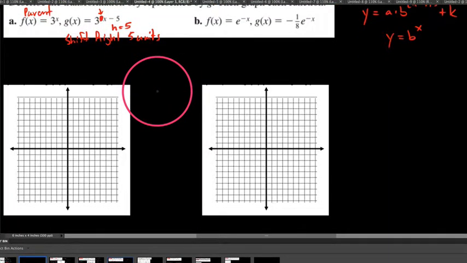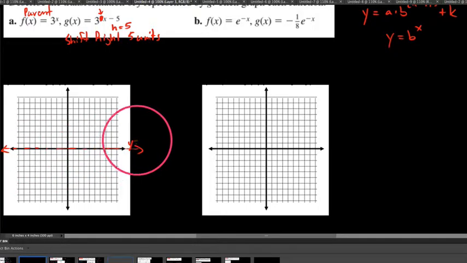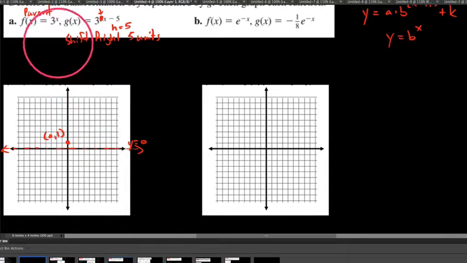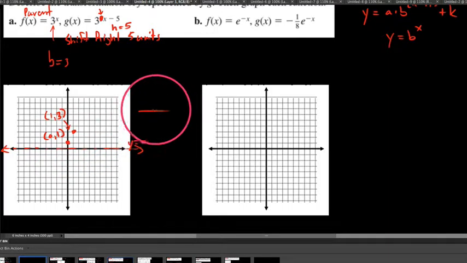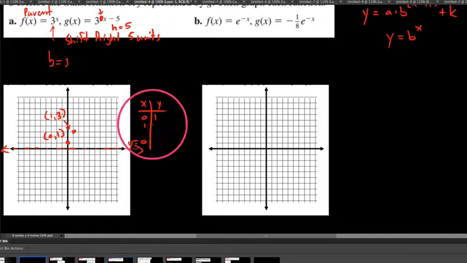Our parent function, 3 to the power of x, would have a horizontal asymptote, of course, on the x-axis at y equals 0. It would have to go through 0, 1, and then 1 comma whatever the base is. In this case, our base is 3. So we're going to say 1 comma 3, and this would definitely be growth. One more thing I want to do is make sure that we get a third point. So we say 0, 1, 1, 3.